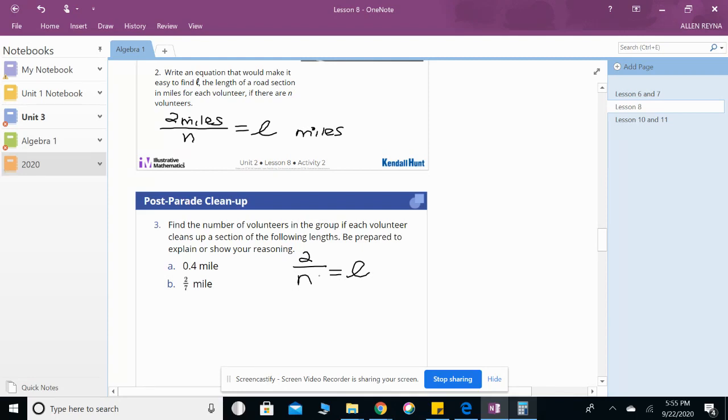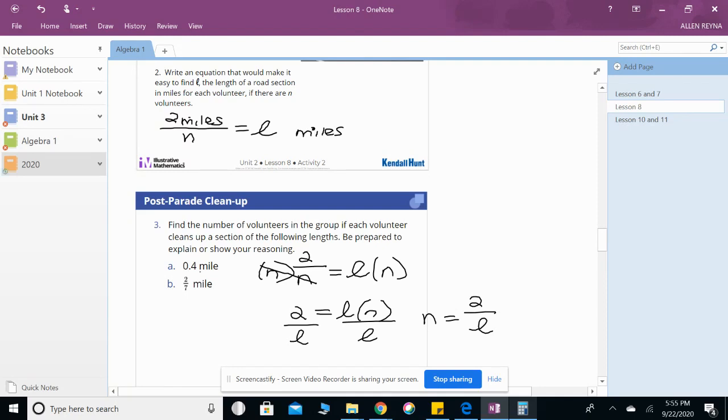However, we want to solve for n, so I'm going to rearrange my equation so that n is by itself. The way I'm going to do that is multiply by n on both sides. So these cancel out, and this is 2 equals my length times n. n is still not by itself, so we can divide by our length. And so to find the number of people, we would say 2 divided by our length.